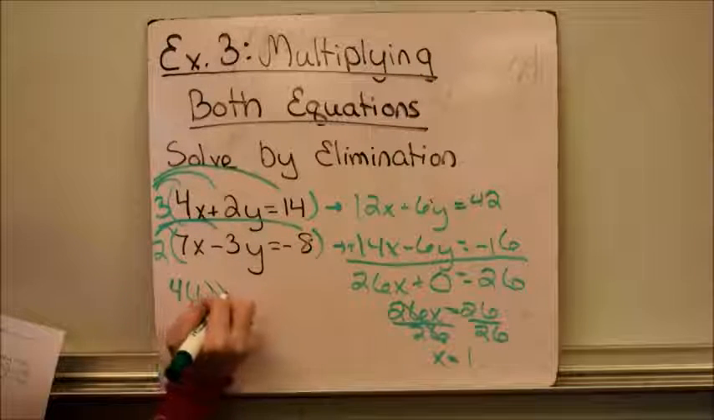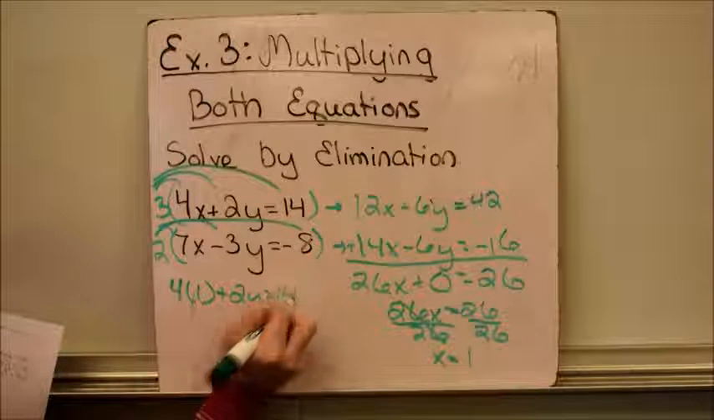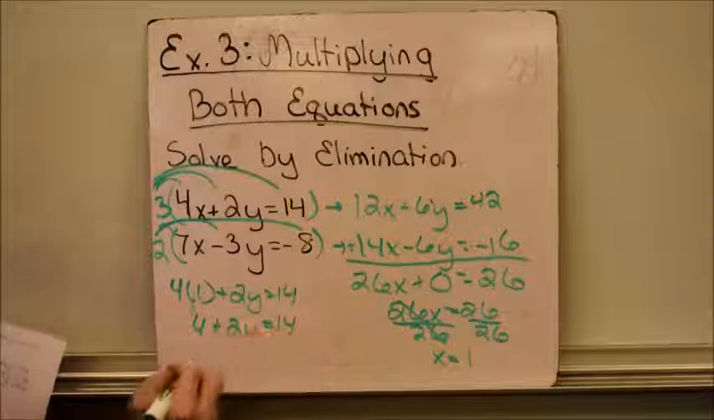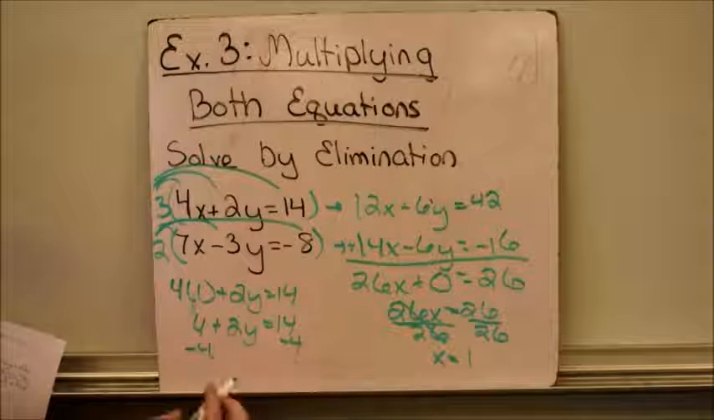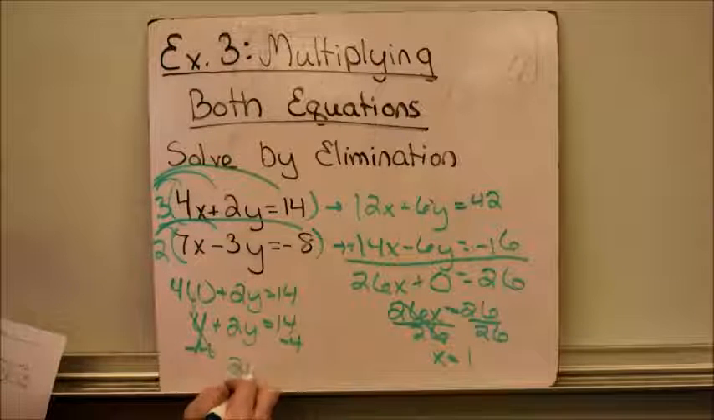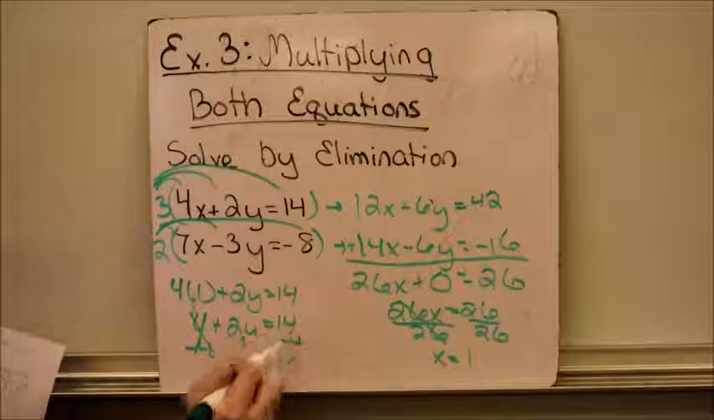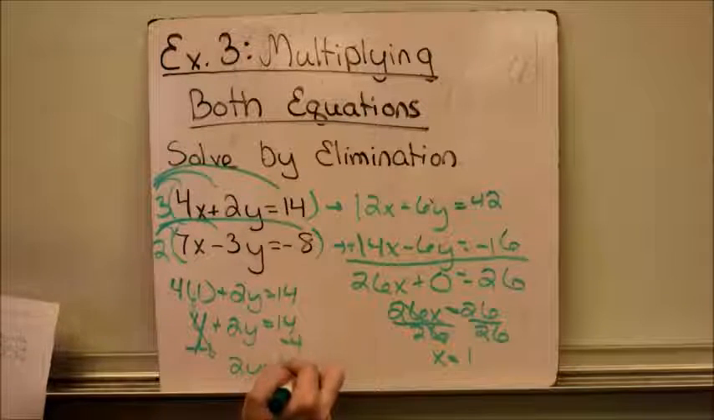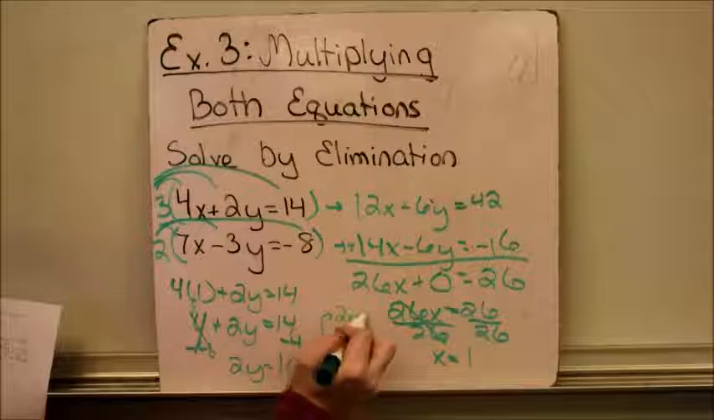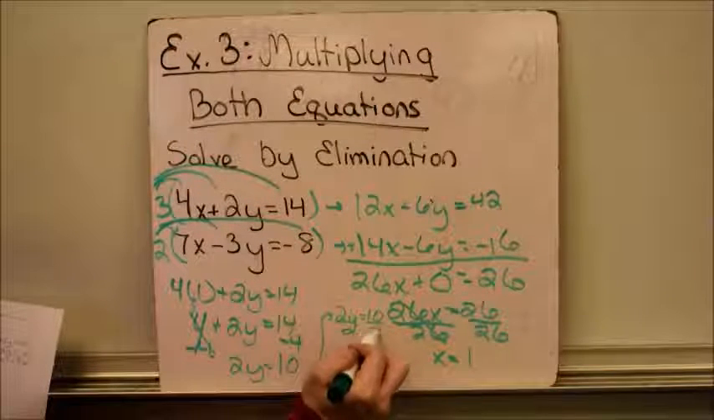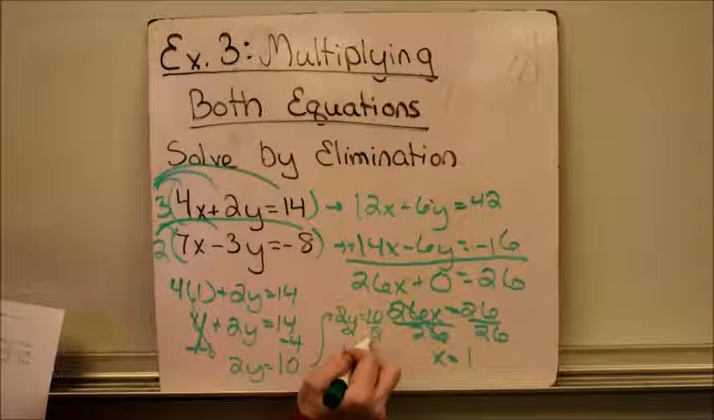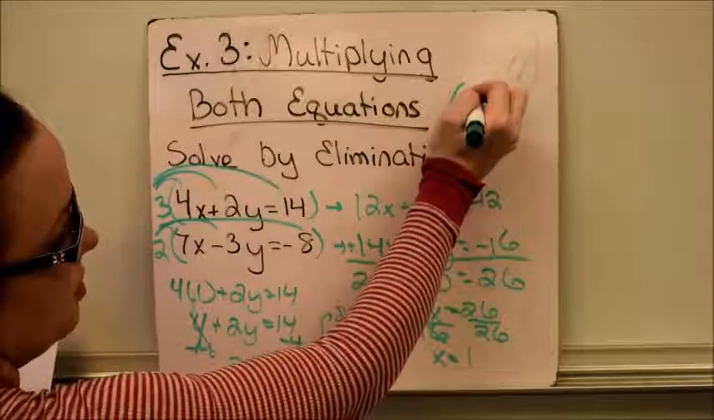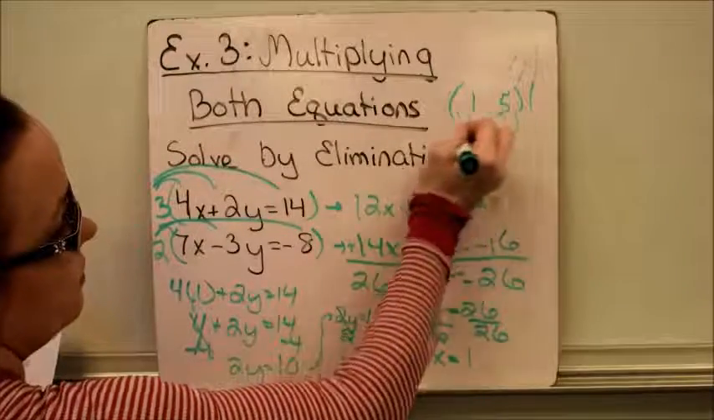So 4 times 1 plus 2y equals 14. 4 times 1 is 4. I'm going to subtract 4 on both sides to cancel that out. 2y equals 10. 14 minus 4 is 10. I'm going to divide by 2, which I'm going to move this over here because it's kind of hard to see. So 2y equals 10, divide by 2 on both sides, and 10 divided by 2 is 5. So, final answer, writing this as a coordinate point, 1, 5.